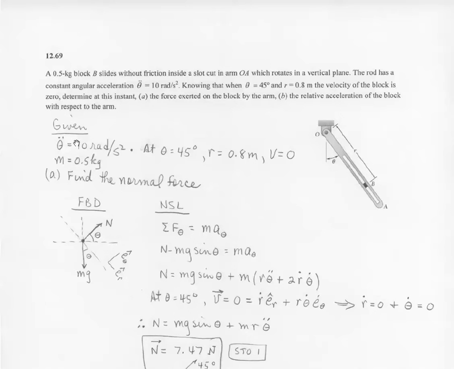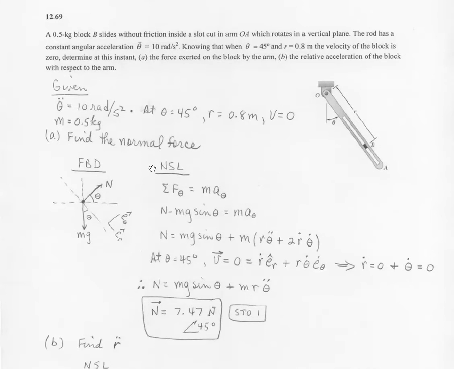So we're given theta double dot is 10, at theta 45 degrees, r is 0.8 and v is equal to 0, mass is 0.5 kilograms. So part A, find the normal force, because that's the force. If you look at this object right here and do a free body diagram on it, you've got a force of gravity acting down, and then you've got the arm pushing on it, and this normal force is at an angle theta. There is no friction, so that's the only forces acting on this object.